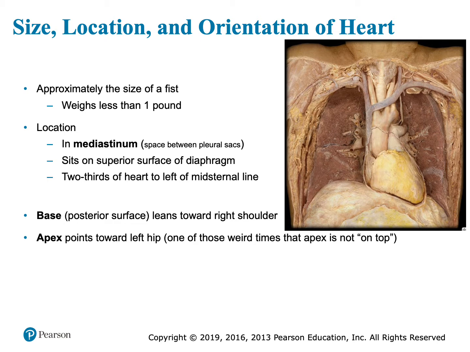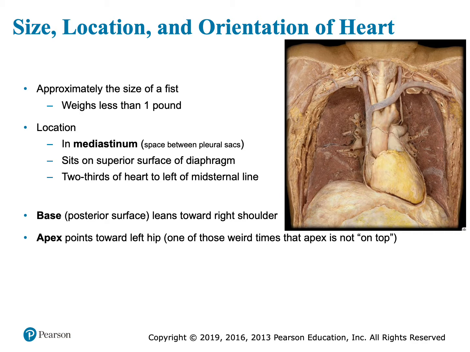So let's learn a little bit about this heart. It sits at an angle. It's about the size of a fist, depending on the size of your hand, the average hand. It weighs less than a pound. And it sits actually in the mediastinal space. We don't get into the mediastinum too much, but it's a space between the pleural sacs.